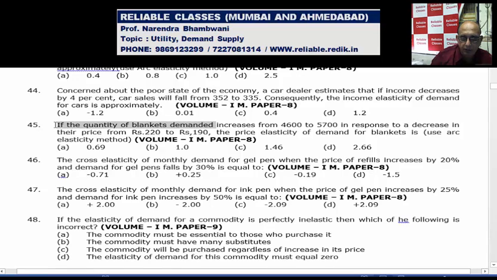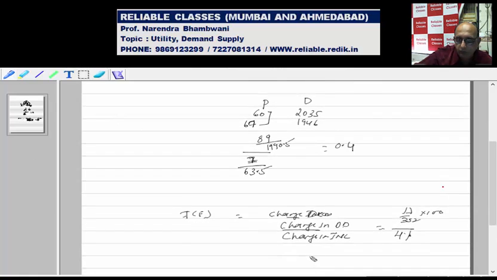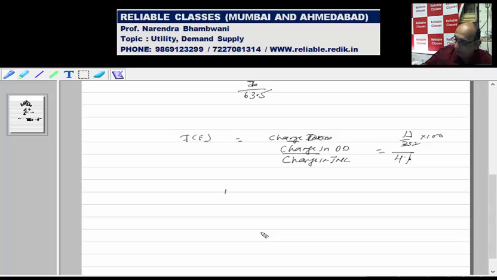Okay, if the quantity of blankets demanded increases from 4600 to 5700 in response to decrease in price from 220 to 190, the price elasticity of demand for blankets will be how much? Again, price and demand. Price has fallen from 220 to 190.